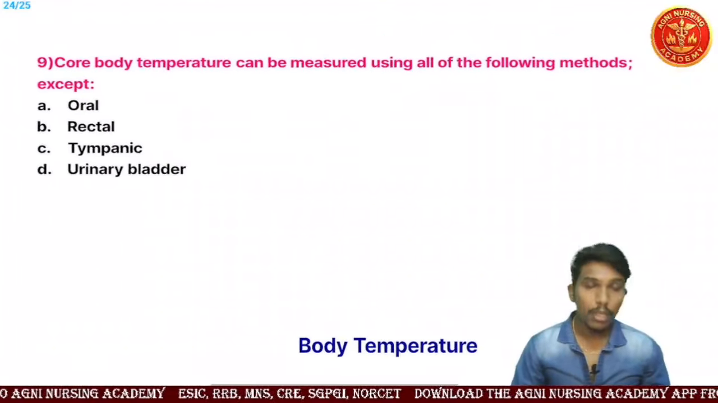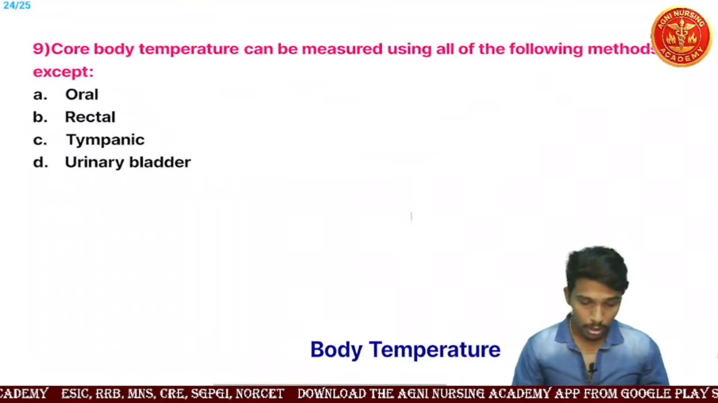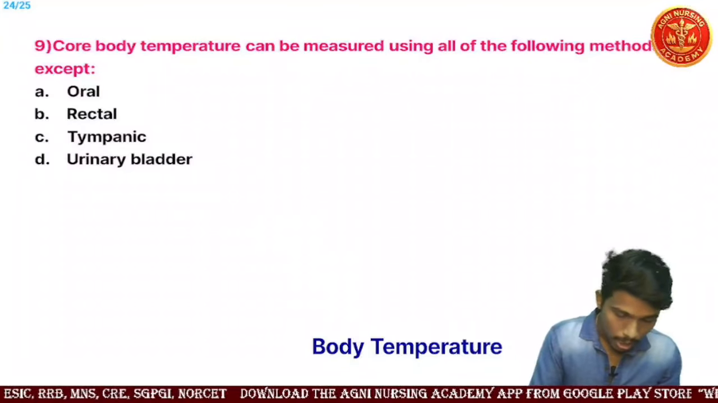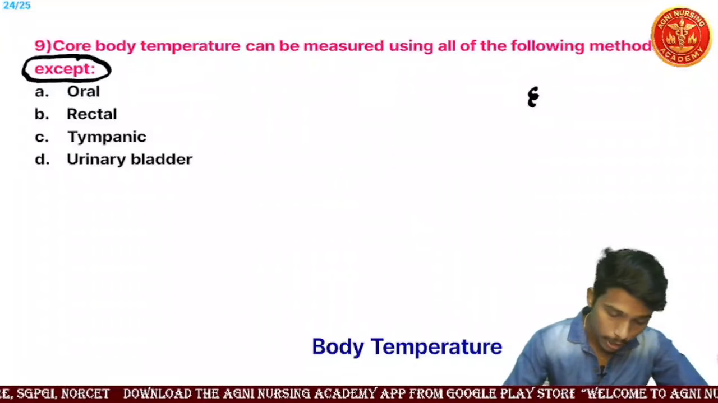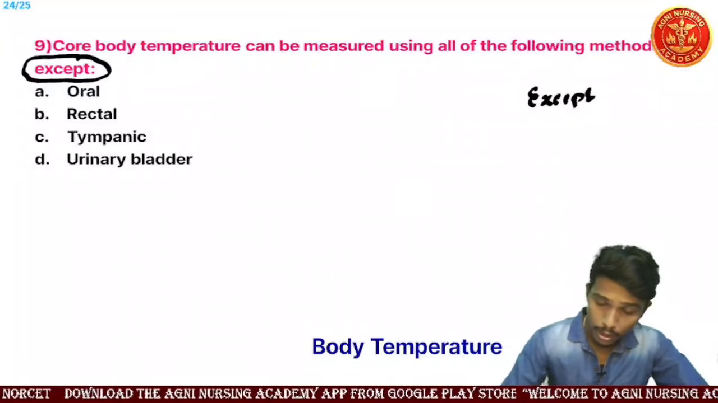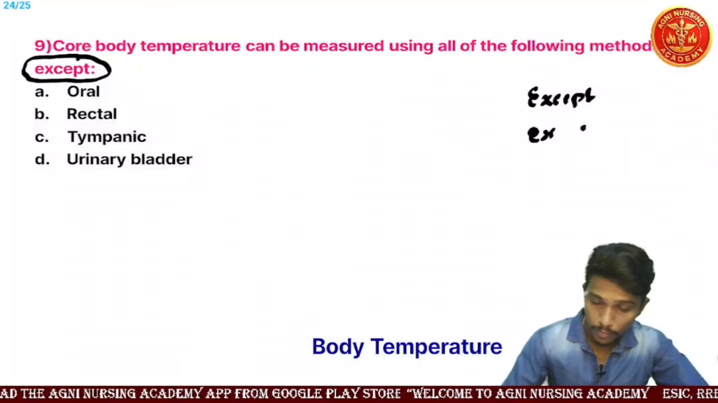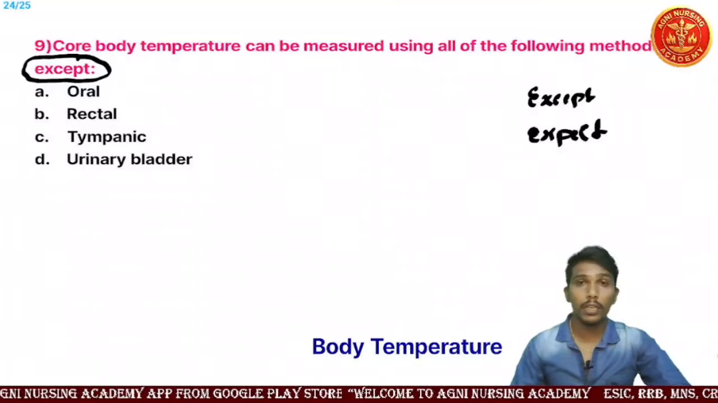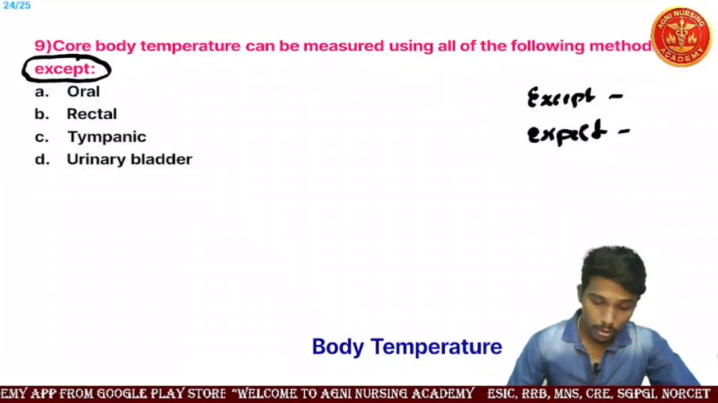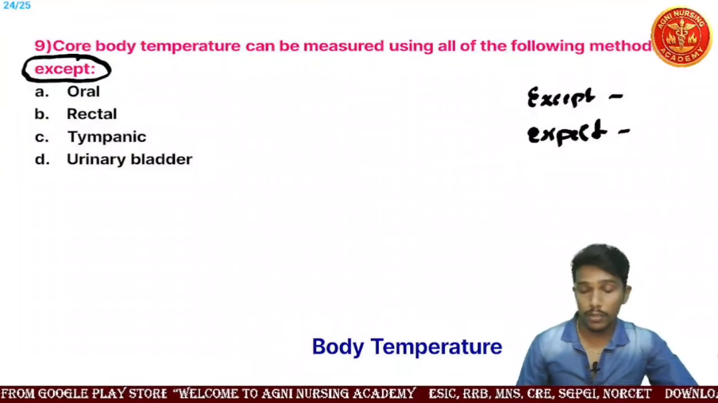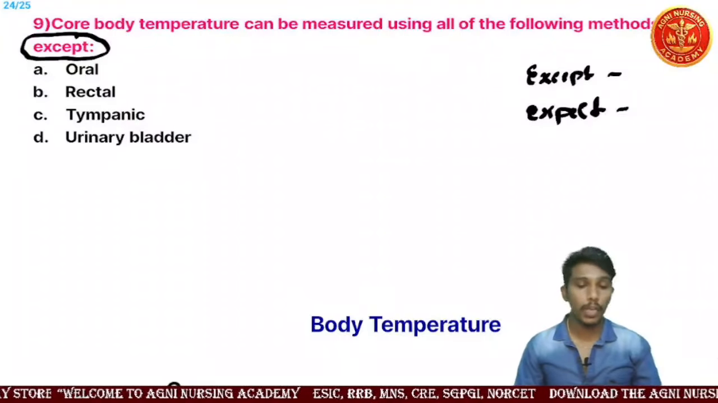What is this question? Core body temperature can be measured using all of the following methods except. In this question, there is a keyword, that is except. You have to observe words like except. Okay, then coming to the options: oral, rectal, tympanic, and urinary bladder.